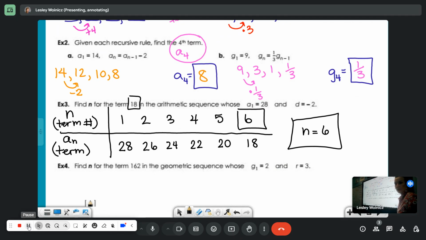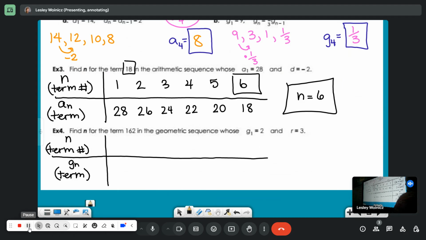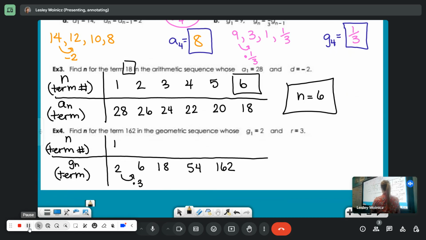This one's geometric. Be careful. Okay, so my first term in this rule is 2, and then I'm multiplying by what every time? 3. Okay, so I get 6, and then 18, and then 54, and then 162. Okay, that's the one I want. So which term is that? 5. n equals 5. Good.